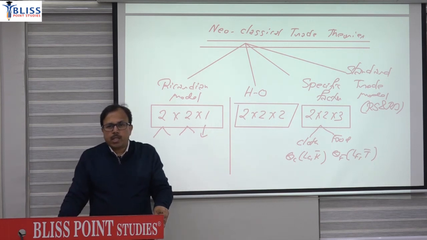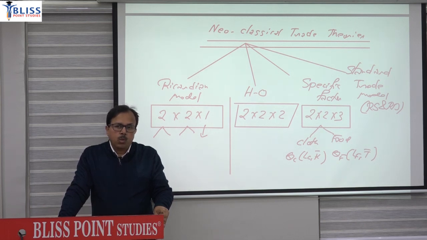But that new trade theory will be based upon the assumption of imperfect competition, external economies of scale, internal economies of scale, what is the meaning of dumping, reciprocal dumping, those things will be explained in the new trade theories. Clear?